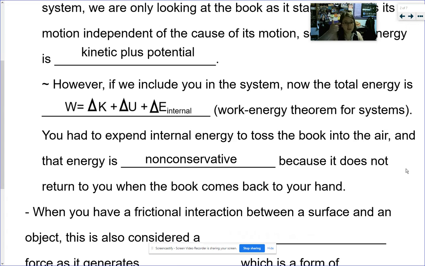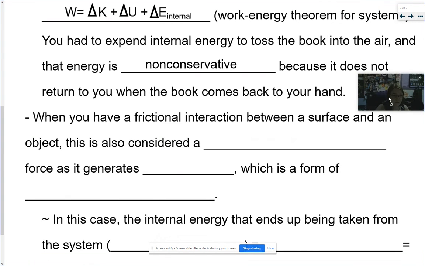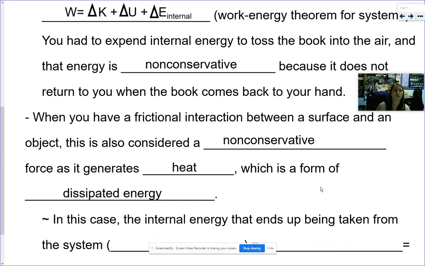If they are talking about a situation where there are non-conservative forces, forces that just dissipate and don't come back, we have to consider that addition as well. Now, when you have a frictional interaction between a surface and an object, like my hands rubbing together, this is also considered non-conservative, because it generates heat, which is a form of dissipated energy.